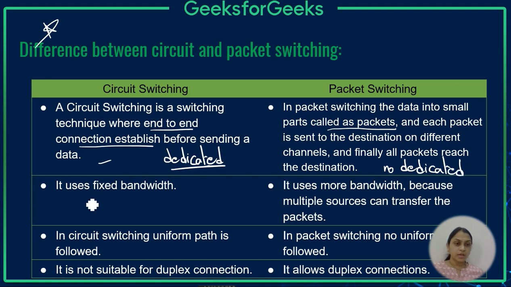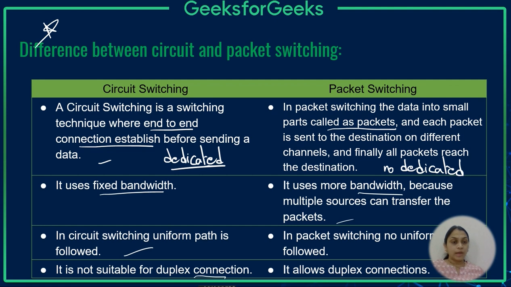Circuit switching uses fixed bandwidth whereas packet switching uses more bandwidth because multiple sources can transfer packets. In circuit switching, a uniform path is followed whereas in packet switching, no uniform path has to be followed. And circuit switching is not suitable for duplex connections, whereas packet switching can be used for duplex connections. So this is the difference between circuit and packet switching.